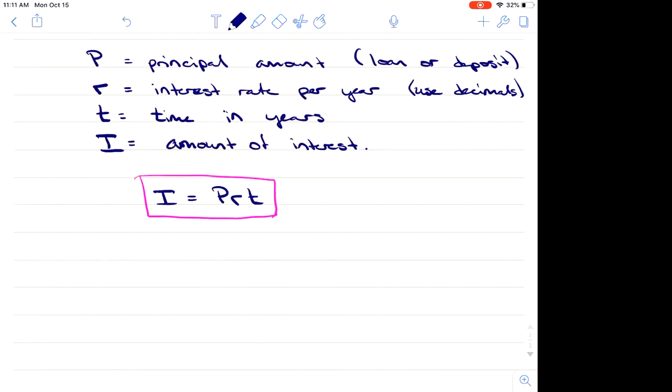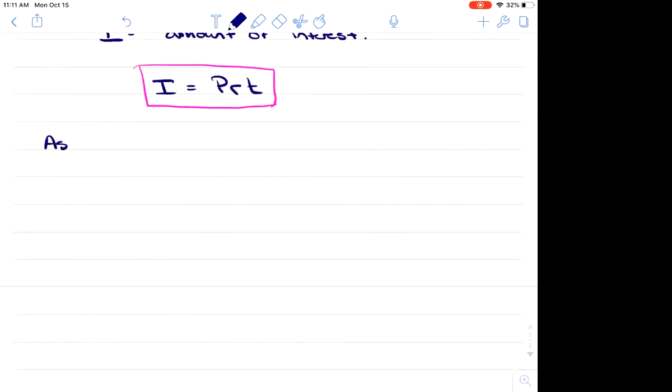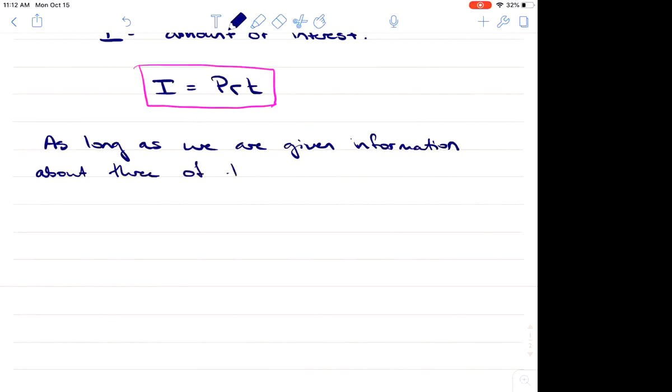We can use this formula. If we have 3 of these things, we can solve for the 4th one, right? So we're not always just solving for I, right? We can solve for I, we can solve for P, we can solve for R, we can solve for T, right? As long as we have 3 out of the 4, we can solve for the 4th, okay? So as long as we are given information about 3 of these terms, we can solve for the 4th.